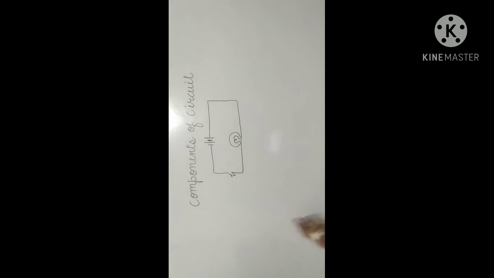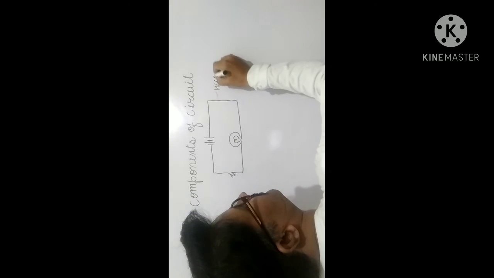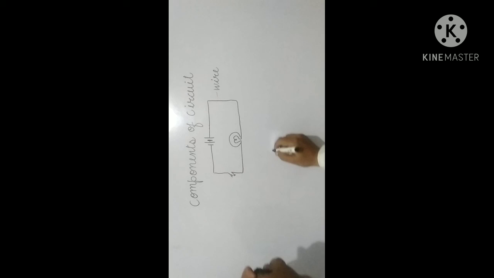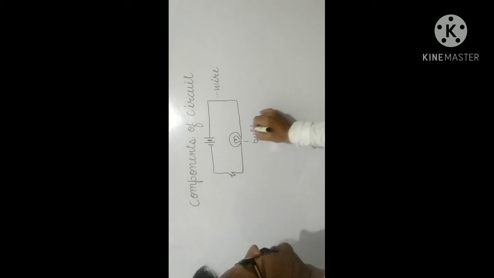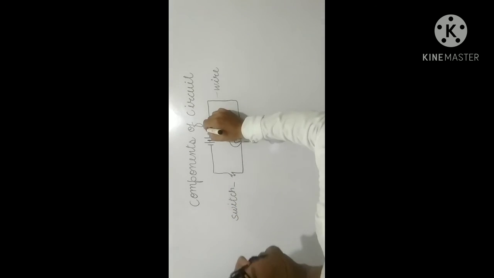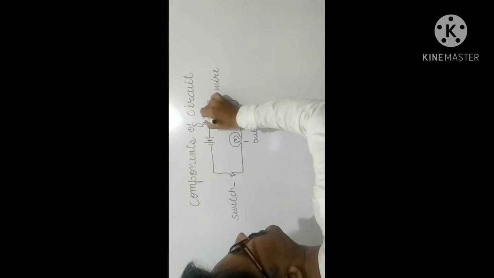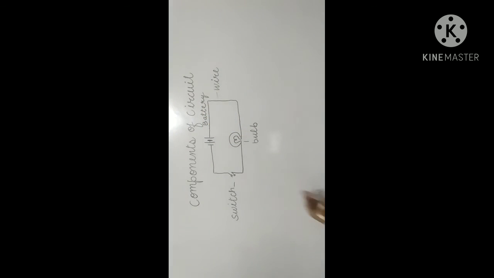It is clear. And next one is known as the wire. Wires connect the different components of the circuit. This is the bulb, switch, and this is the battery. Clear? It has four main parts: battery, wire, bulb, and switch.